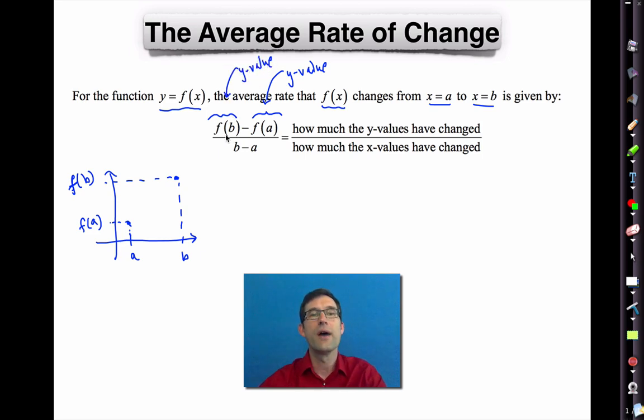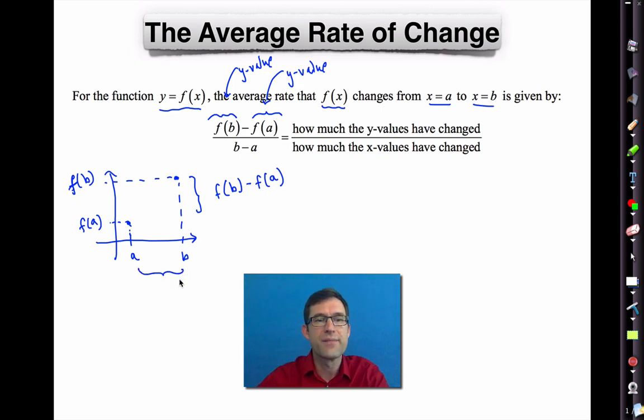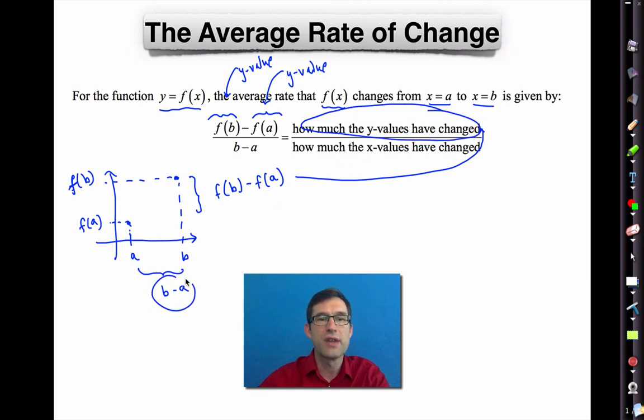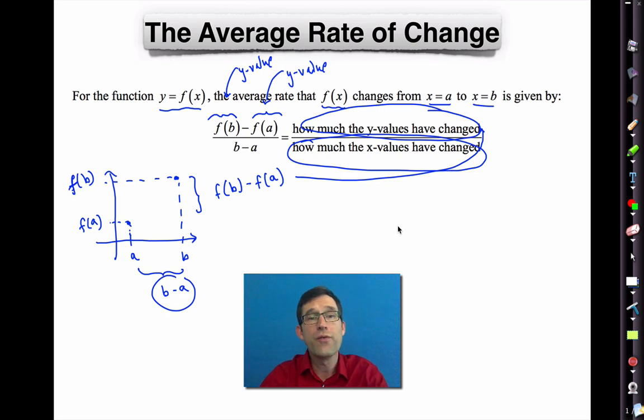All right, so when I do f of b minus f of a, what I've found is this. Anytime you subtract two numbers, you find the distance between them, although that can be negative, so take that with a grain of salt. And then this distance is b minus a. So this is the change in the y, how much the y values have changed. And this is the change in x, how much the x values have changed. When you divide the two, you find out how fast the y values are changing compared to how fast the x values are changing. Simple ratio.